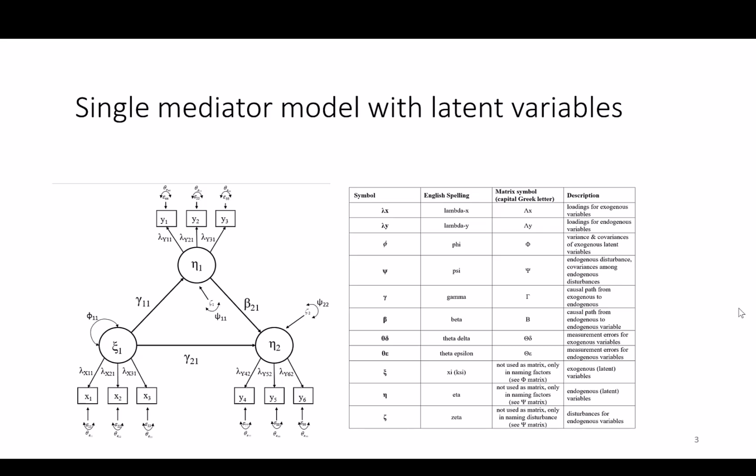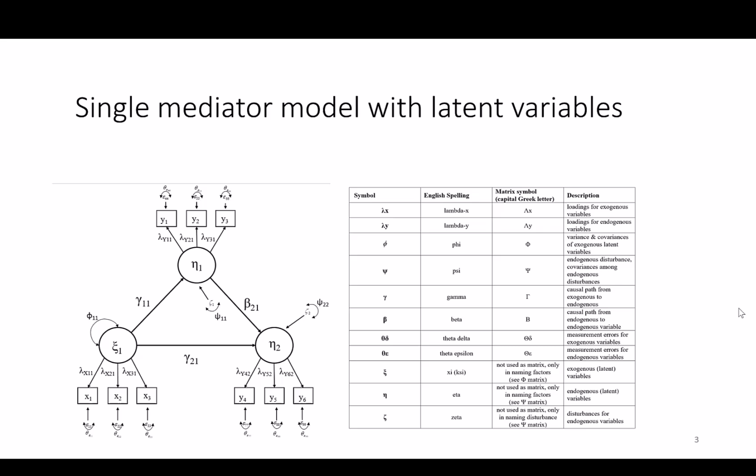Here, using this notation, we distinguish between the loadings of the exogenous variable, which is x, and the loadings of the endogenous variable, which is y. We could, of course, also simplify this notation and simply exclude the x and the y, in which case our loadings would be labeled lambda 1 through 3 for x, lambda 4 through 6 for m, and lambda 7 through 9 for y.